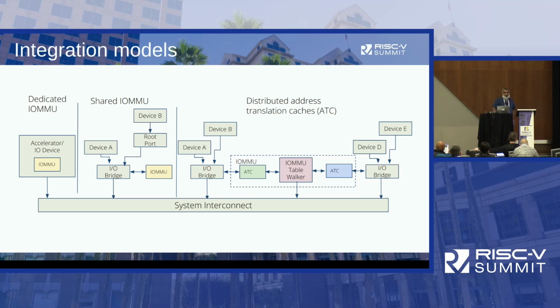A second common model is to have a shared IOMMU where a device is connected to an IOMMU either directly or through a root port. And now multiple I/O device transactions use that shared IOMMU for address translation. A third possible model is where you have a centralized IOMMU page table walker, but then distributed address translation caches that are closer to the I/O bridge that connects to those I/O devices.